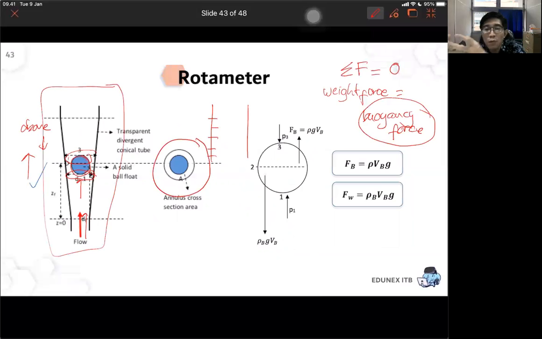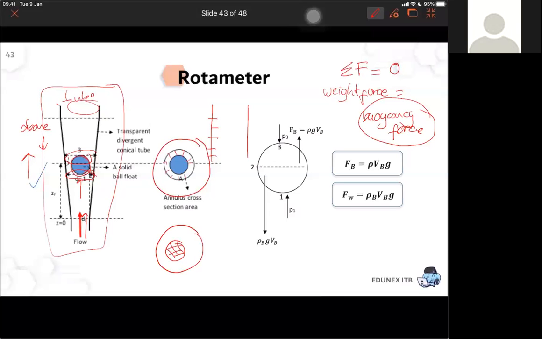So if the diameters of the tube, this one is the tube, this one is the tube. The space between the wall of the tube and the ball will be different depending on the position of the ball. The higher the position, and then the space between the wall and this one will be larger. So it will create the pressure difference as well from the above and from the below.